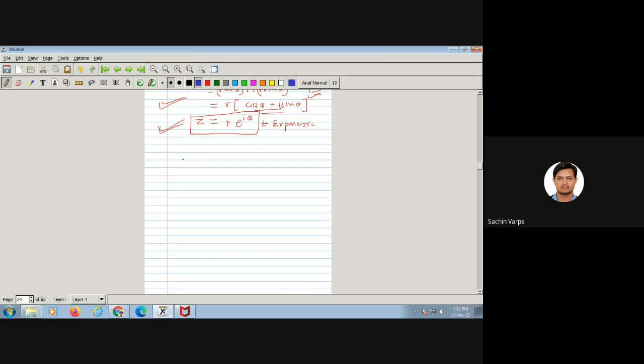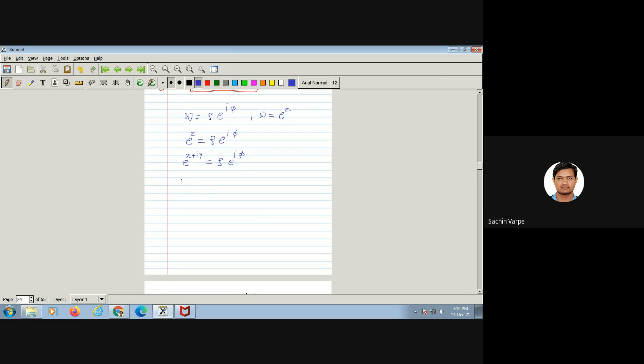See here we are considering W equal to rho e to the power i phi, and originally our function W is given to be e to the power z ना. तो इन दोनों को हम कंपेयर करते हैं कि e to the power z इक्वल टू rho e to the power i phi. तो e to the power z means e to the power x plus i y is equal to rho e to the power i phi. तो लेफ्ट हैंड साइड को मैं ऐसे लिख सकता हूँ e to the power x into e to the power i y is equal to rho e to the power i phi.